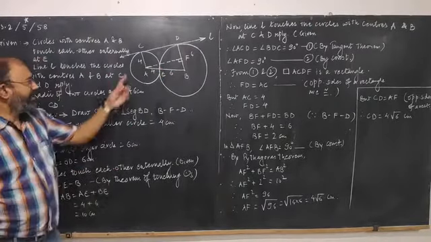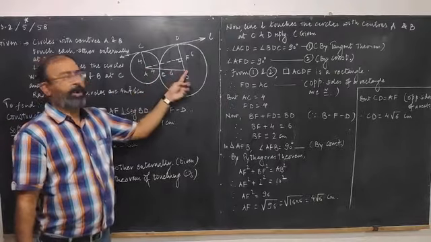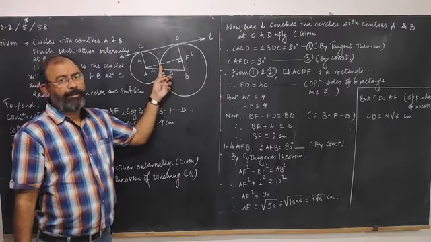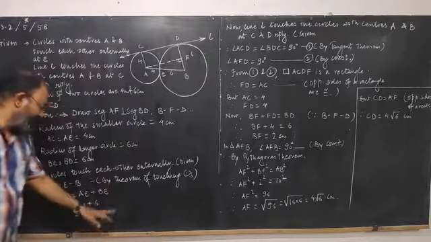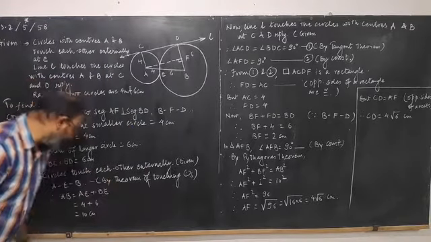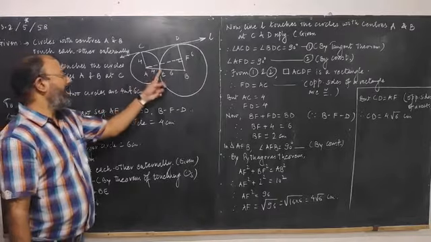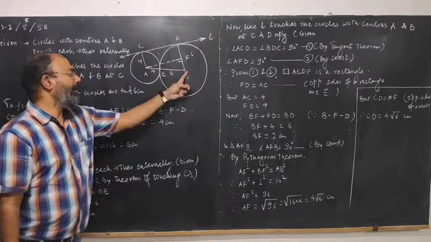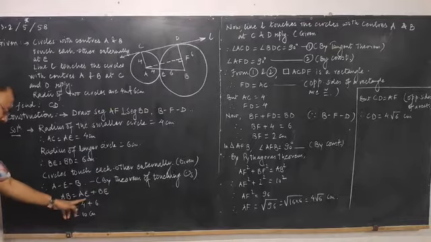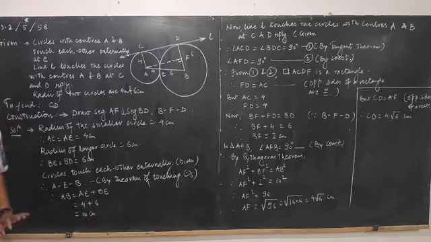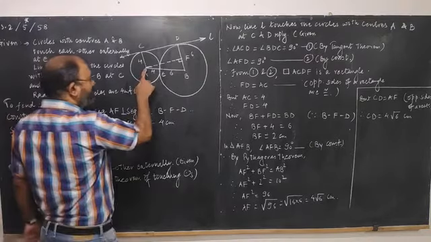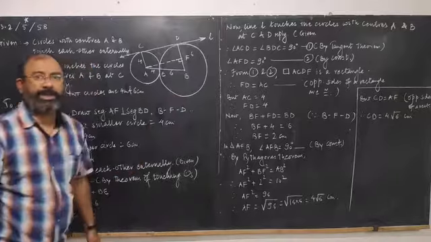Circles are touching each other externally, so these 3 points will be collinear by the theorem of touching circles. Therefore, AE plus BE will be equal to AB. We have written AB is equal to AE plus BE because the points are collinear. So, 4 plus 6 comes out to be 10 centimeters. So, distance AB comes out to be 10 centimeters.